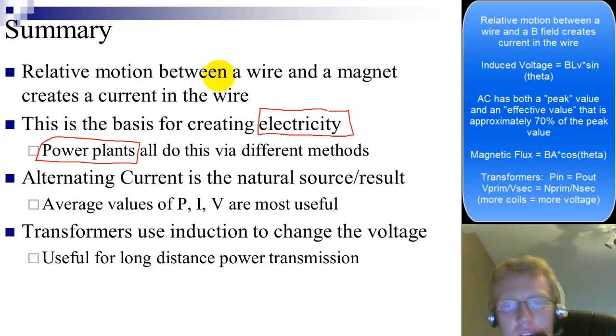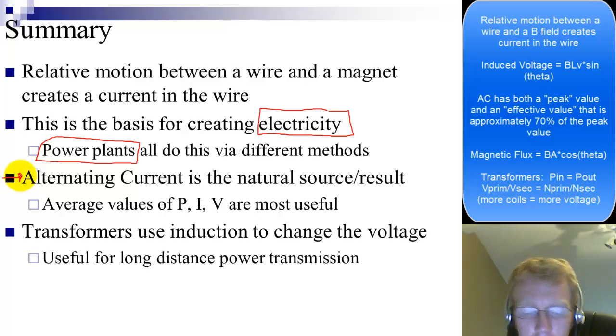So alternating current is the natural type of current to use in this case, because in order to induce currents and voltages, you need the magnetic field to be changing on and off, and a direct current won't do that.